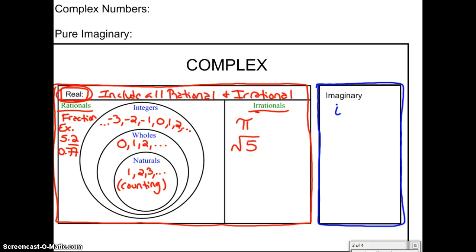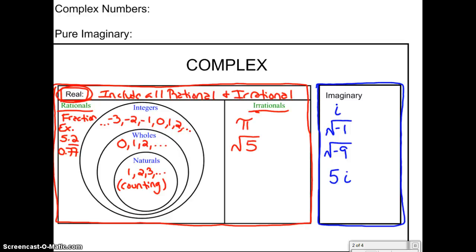So i, any kind of square root of a negative number. So for example, the square root of -9, we know that would be 3i. So any kind of number that has an i in it, 5i, okay? Anything that has an i in it is an imaginary number.